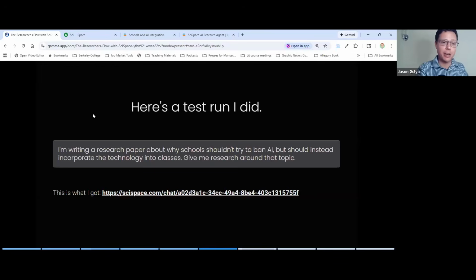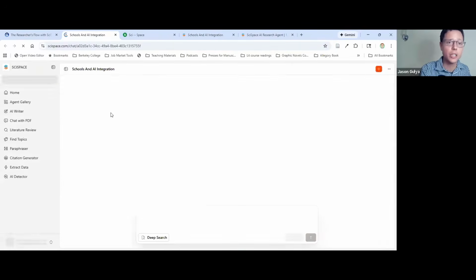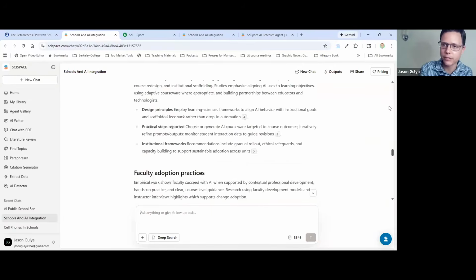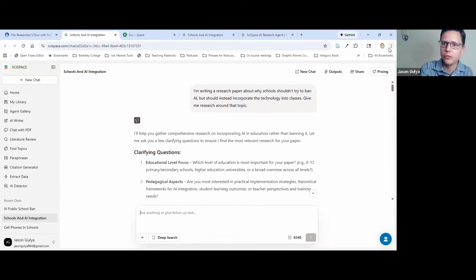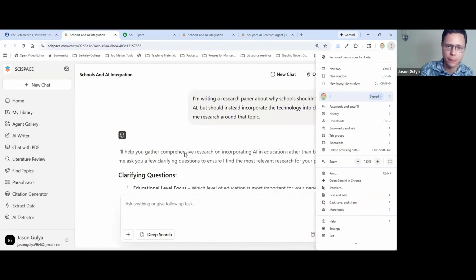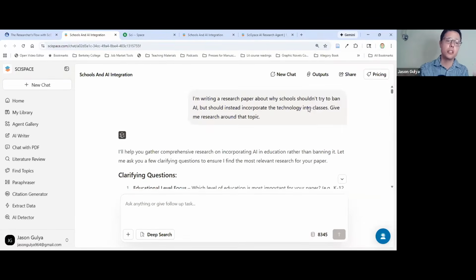So, this is what I did. I went into SciSpace and I ran this. I wrote, "I'm writing a research paper about why schools shouldn't try to ban AI, but should instead incorporate the technology into classes. Give me research around that topic." I'm gonna show you, and again, if you have the slides, you can click on this, you can look at it at your own pace. And I'm going to very quickly zoom in so everyone can see this. So I went into SciSpace and I opened up a new chat and I just popped that in there.